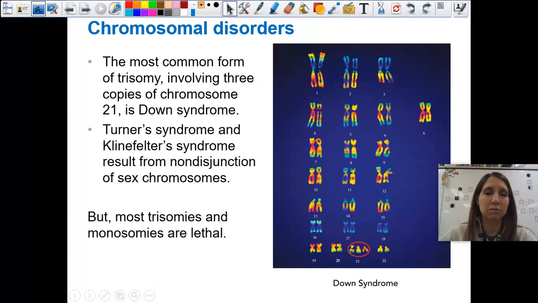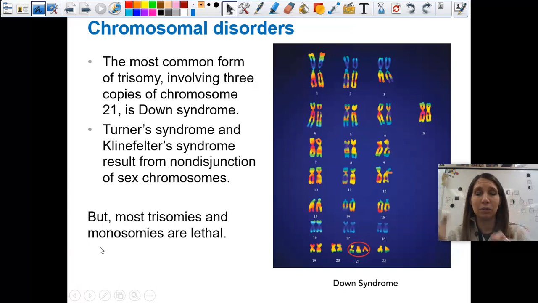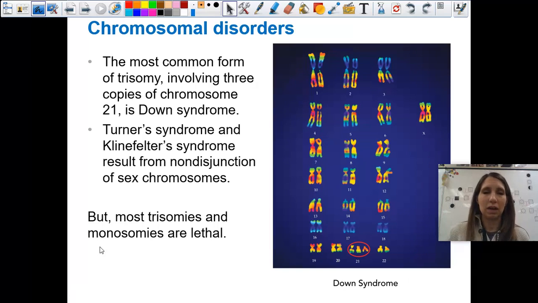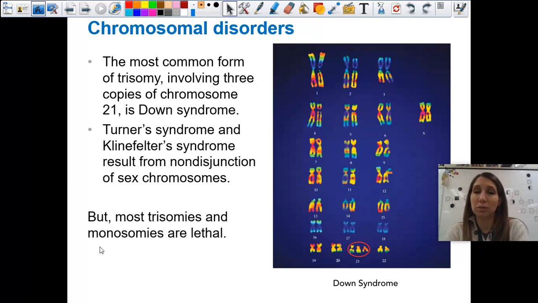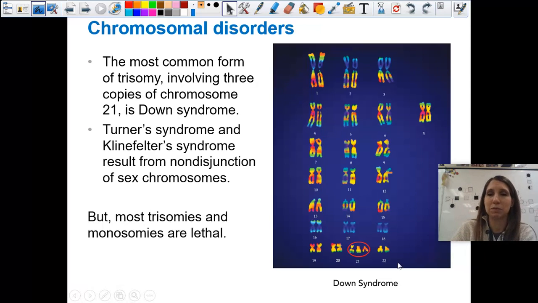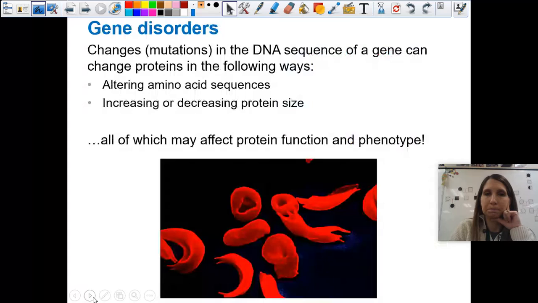Most trisomies, most monosomies, aka aneuploidies, the word that we used in 15.1, are going to be lethal, which means that these individuals don't typically survive even to be born. But in the case of Down syndrome and Turner syndrome and Klinefelters, they do survive. But again, that's because we're dealing with kind of unique situations here with the X chromosome and then very small chromosome 21 down here at the bottom.